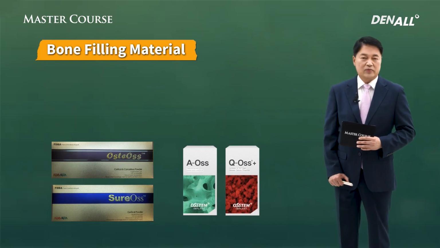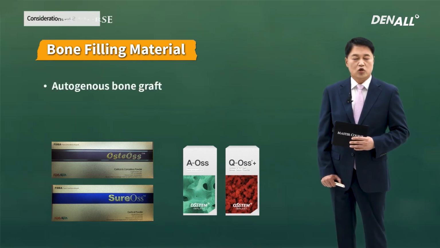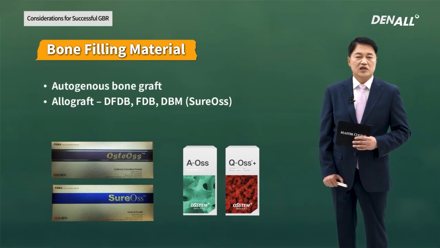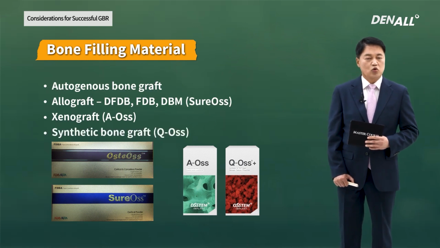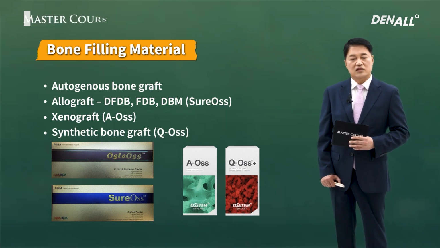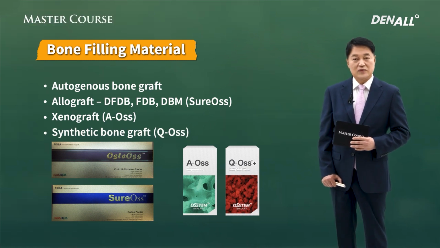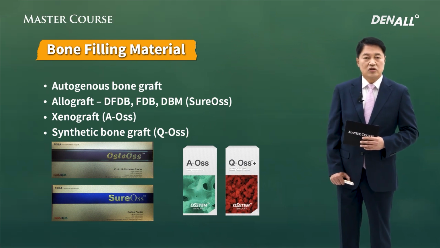Next, I'm going to talk about bone filling material. As we all know, bone filling material can be divided into autogenous bone, allograft, xenograft, and synthetic bone graft. The allograft that I use frequently is SureOss, and for xenograft, I use AOS. For synthetic bone graft, QOS.